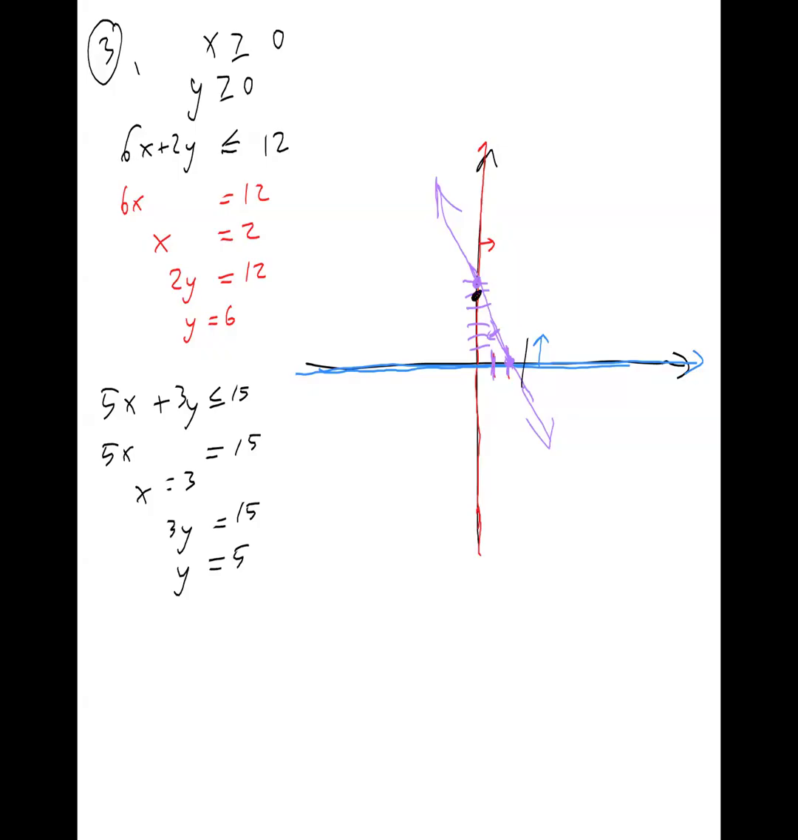So that one is there. So this line looks like this, and we're supposed to shade below that line as well. So the only part that we can shade is this tiny little area that's in this corner, below the purple line and also below the black line as well. Perfect. There you go. That's done with number 3. Now let's do number 4.